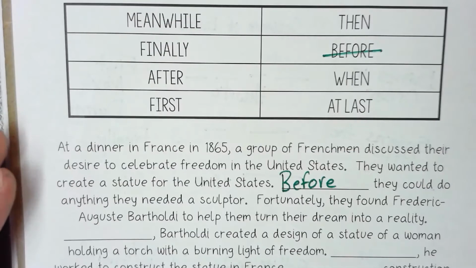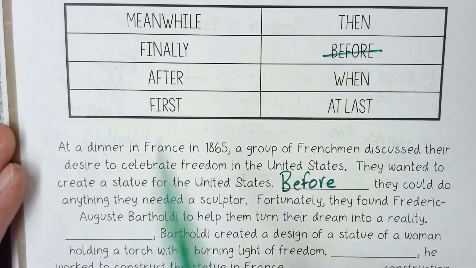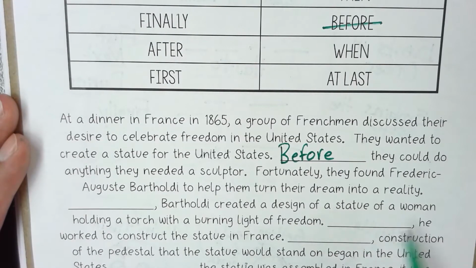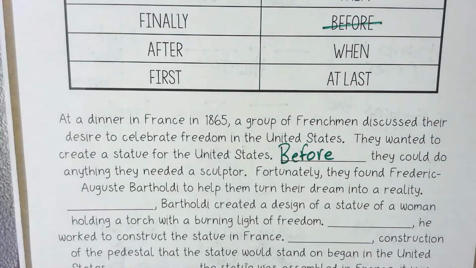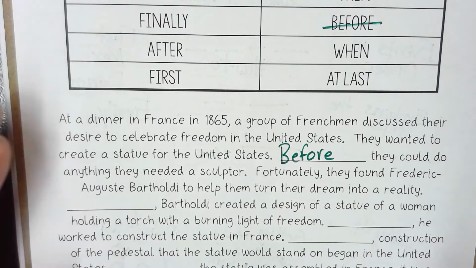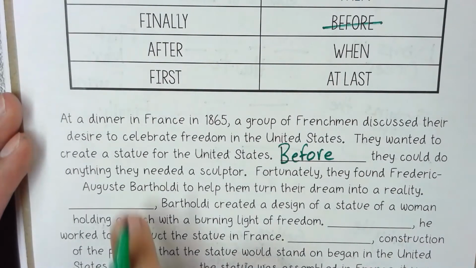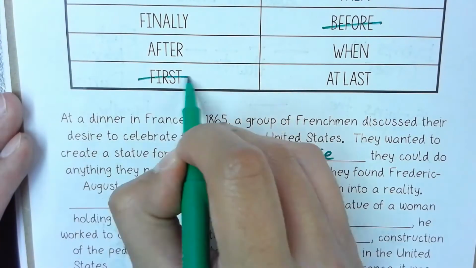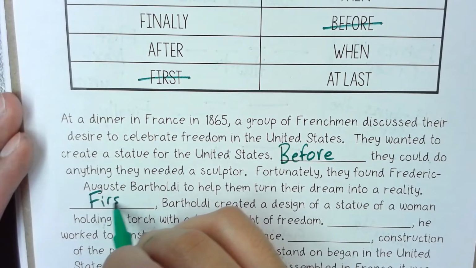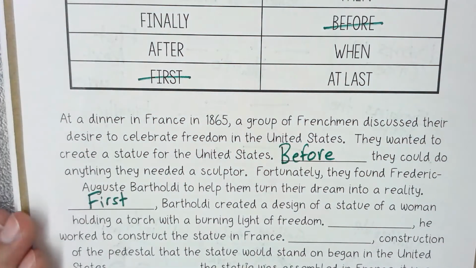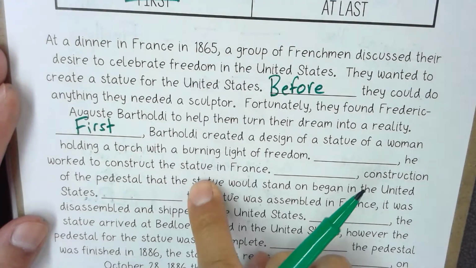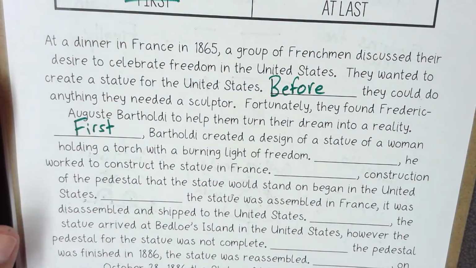Let's try, I think it's going to be first. First, Bartholdi created a design of a statue of a woman holding a torch with a burning light of freedom. I plugged it in, and since these events are going to be in order from beginning, middle, and end, we need to use first. It fits the context. Blank, he worked to construct the statue in France.